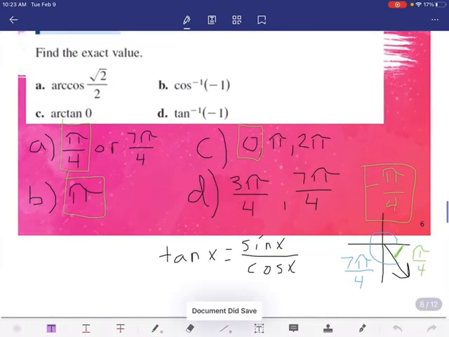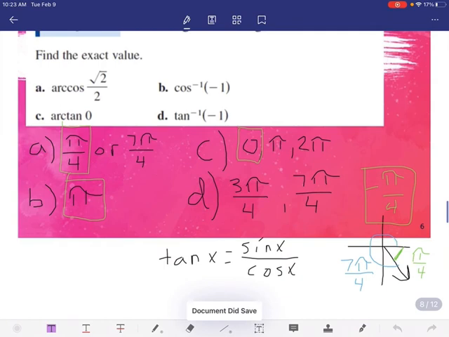So the biggest thing with any of these is just making sure that your final answers are in the correct interval for whichever function you're finding. The other thing that's going to be really important is that you need to be able to refer back to your graph and think about, okay, when would this function have this value on my graph? Or think about your unit circle. When would this function have that value on my unit circle?